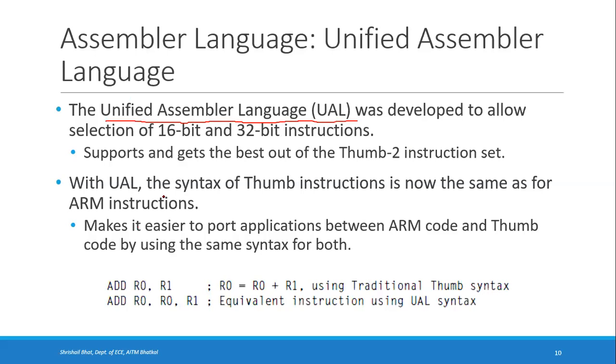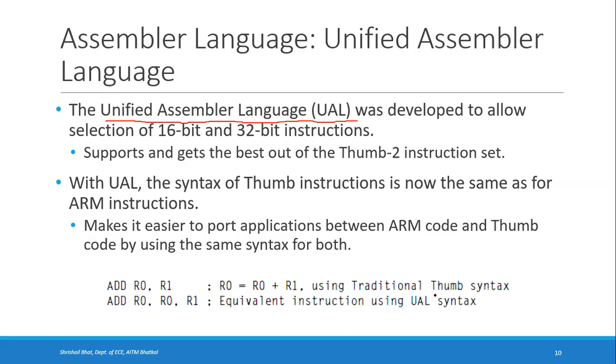So with this UAL, the syntax of Thumb instructions is the same as for ARM instructions. Actually, ARM instruction means 32-bit, Thumb instruction is 16-bit. But in UAL, we are going to use the same syntax because it is following Thumb-2 instructions. That's why it is a common or unified assembler language, which has a common syntax for both ARM code and Thumb code. That's why we can mix these ARM instructions and Thumb instructions. So it makes it easier to port the applications between the ARM code and Thumb code by using the same syntax for both. We will see what is the difference between ARM and Thumb instruction.